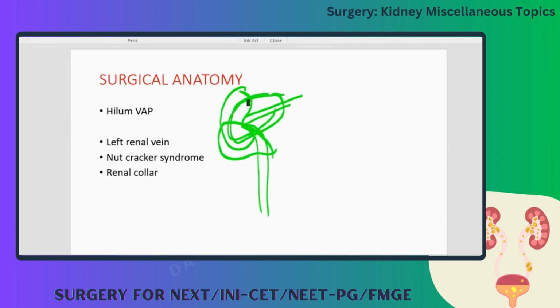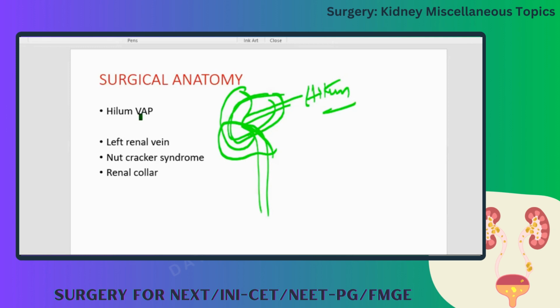What is this junction known as? It is known as hilum. Hilum is the depression where the renal artery, renal vein, and pelvis open.